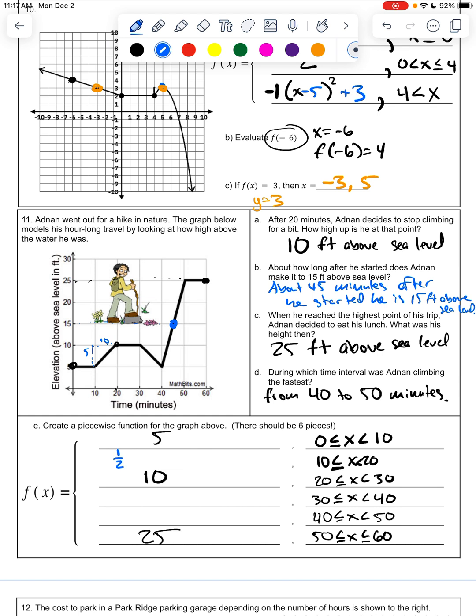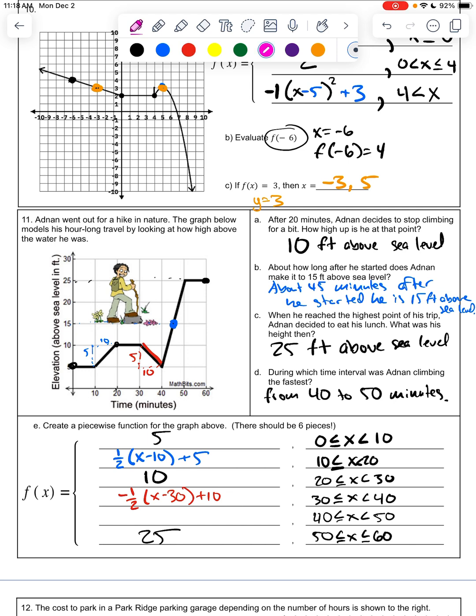Pick any point on there. I'm going to use the left endpoint for this as well. x minus 10 plus 5. So he's going 1/2 of a foot up every minute. In piece number 4, that looks like it's the same, but the height is decreasing. So it goes down 5 feet in 10 minutes. That's a slope of negative 1/2. I'm going to use again the left endpoint, x minus 30 plus 10, but you could use the right endpoint.